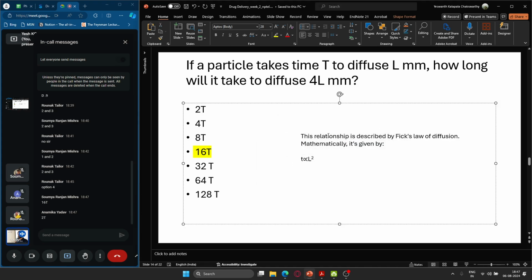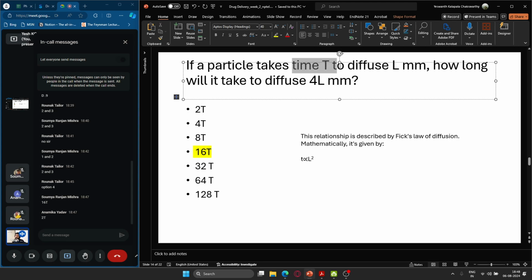Yeah, so Fick's law basically tells you the time a particle takes to diffuse is directly proportional to the length it's diffusing squared. So if it takes t time to diffuse L millimeters, for 4 times L, that's 4 times L squared. So 16, 4 squared is 16, right?